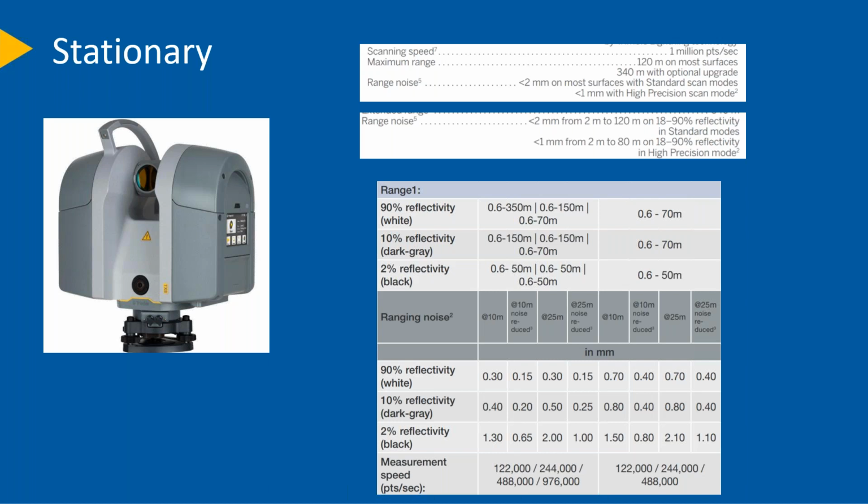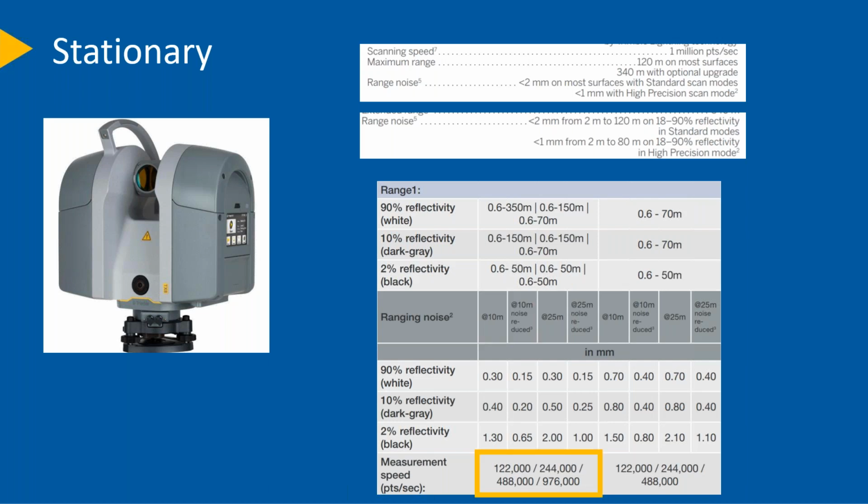So again, most scanners are going to have difficulty with these dark grays or really black surfaces. Then, if we look down at the range noise, we'll see that it's stated at 10 meters and 25 meters. So the scanner can go out to 350 meters, but the range noise is spec'd at 10 and 25. So I would suspect that this is probably a phase-based scanner, just because it's not showing me what the range noise is past 25 meters.